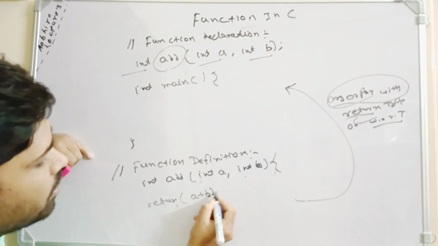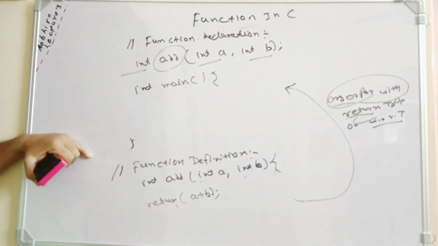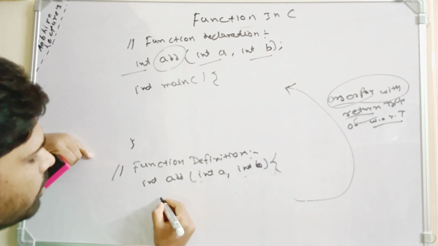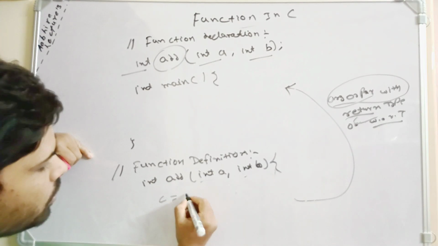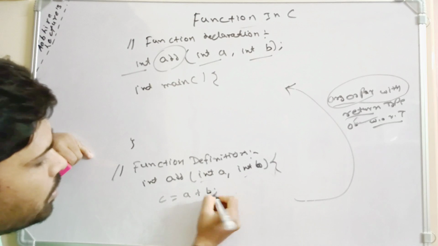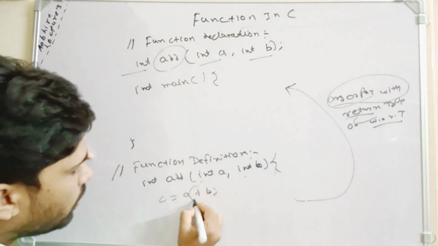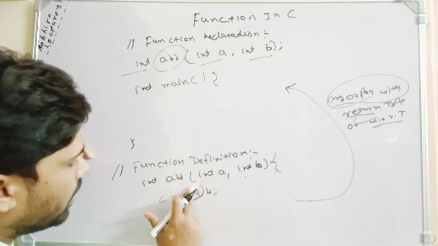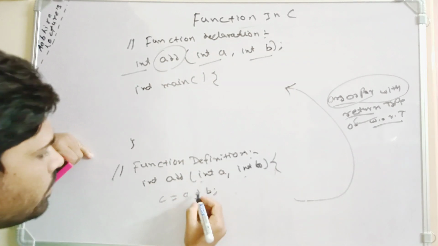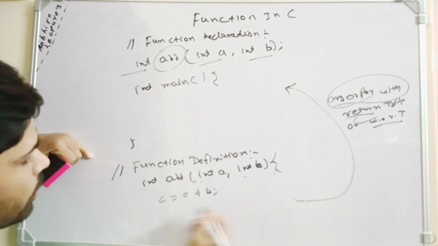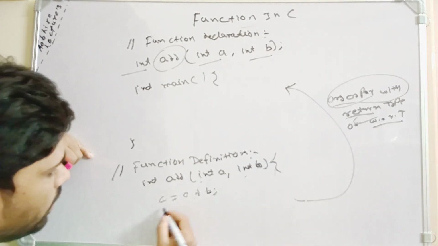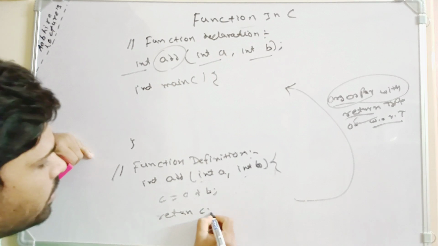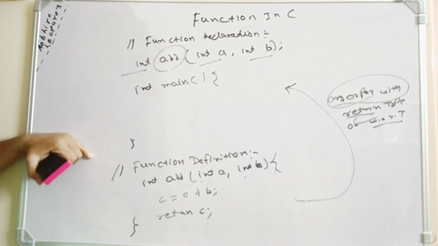a plus b. Otherwise you can also take another variable c, where you can store a plus b. Here what we are doing is an operation, a plus operation, add we are doing. And now you can return c. Return c. Close the bracket. Like that you can also do.